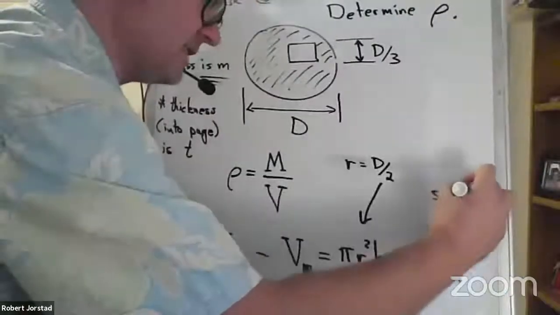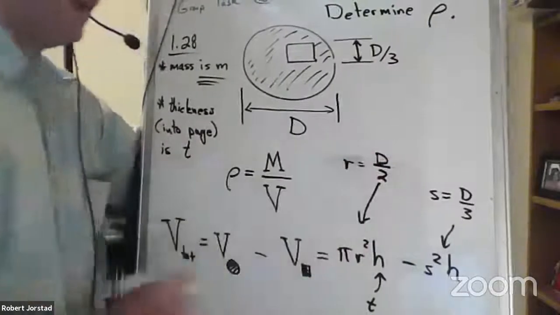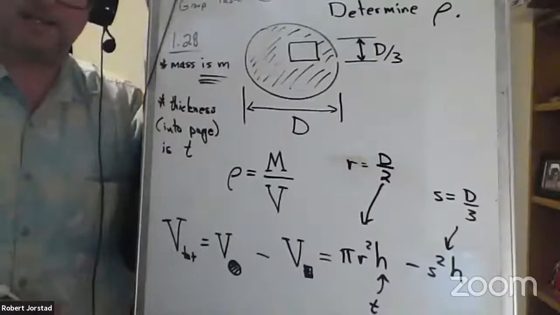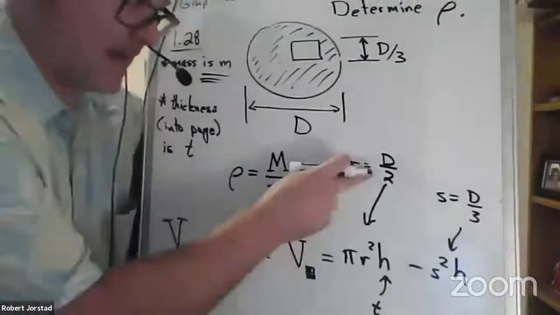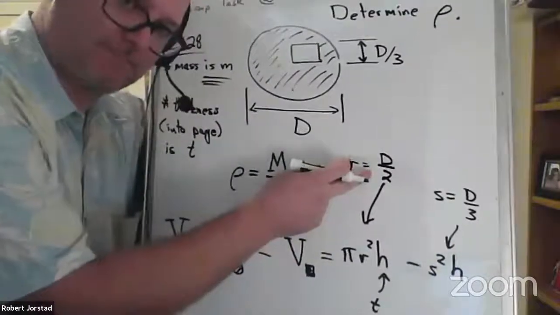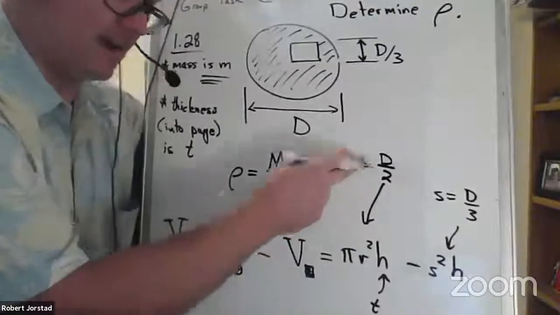D cubed or D over 3. And so side is equal to D over 3. And I'm going to try, by the way, people, I should be better at this. I know when I can get away with it and when I can't, but if you're new, you should stop writing the diagonal fraction bar. Just start writing a horizontal one.